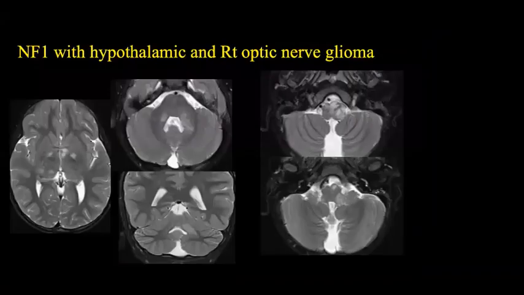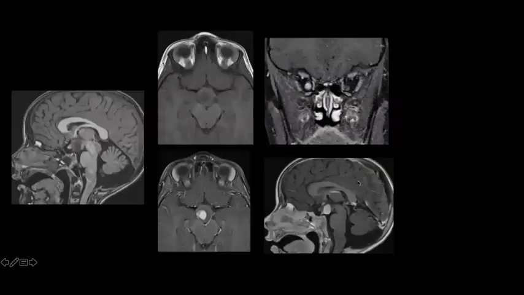Okay, that's good too. So it's a case of NF1 with hypothalamic and right optic nerve glioma. So part of the findings of NF1, you get all these foci. It has a specific distribution. So it's more within the globus pallidi, putamen of the basal ganglia, but also within the thalami. And then you get some of these lesions within the brainstem. So you have within the middle cerebellar peduncle, and then within the dentate nuclei of the cerebellar hemispheres, here within the medulla.